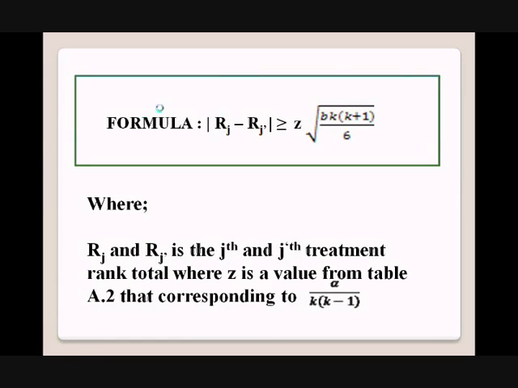Like we see here, this is the formula for the Friedman test multiple comparison procedure. From the left hand side we have absolute Rj minus Rj prime, and from the right hand side we have z times the square root of bk(k+1)/6, where Rj and Rj prime are the treatment rank totals, and z is the value that we can get from table A.2 corresponding to alpha over k times (k minus 1).